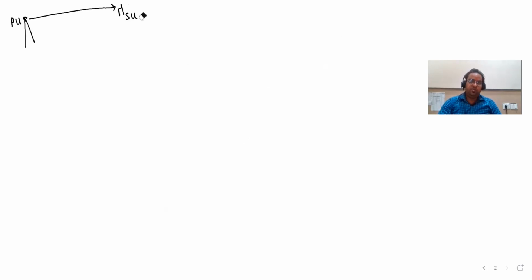This diagram is a bit wrong, so let's say the secondary user is here, some mobile station. Now between the primary user and the secondary user, there are various kinds of obstacles. Let us say there are various trees present, then we have buildings, various multi-story buildings, and there are also some hills.